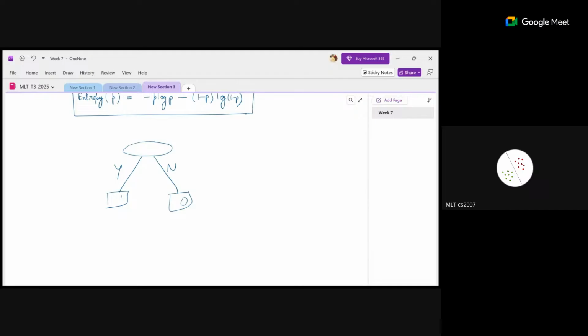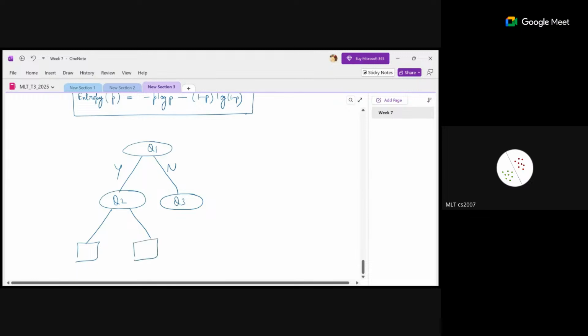Now let's say I ask another question here. This is question one, this is question two, this is question three. Again, based on that, I have come up with something. So here the depth of the tree is going to be 2.